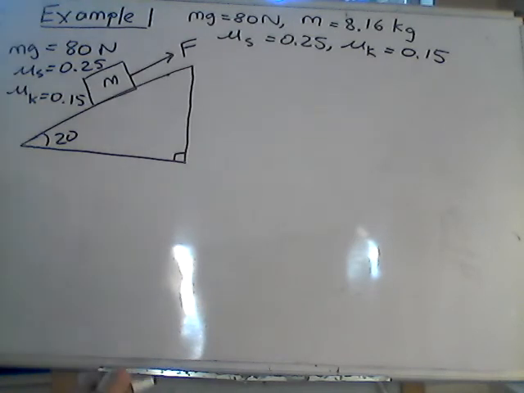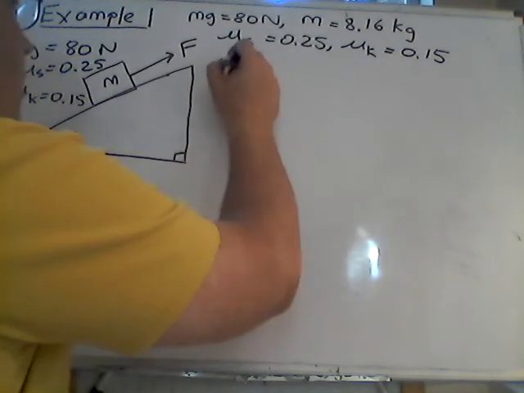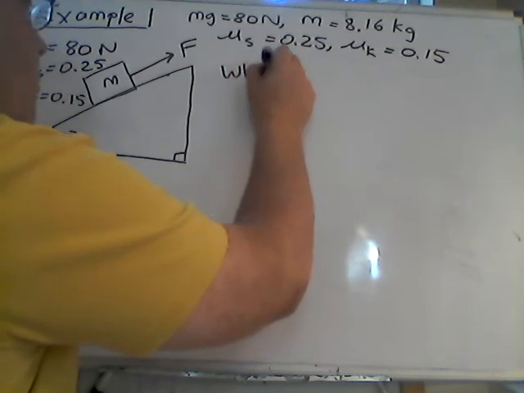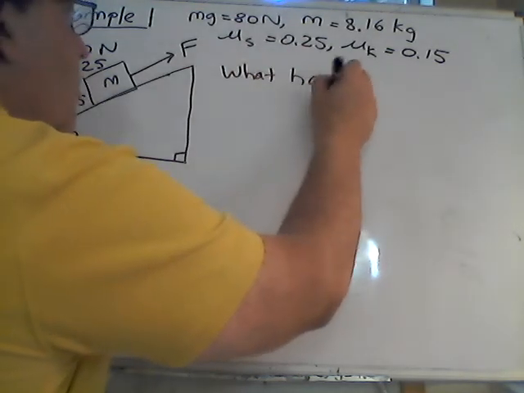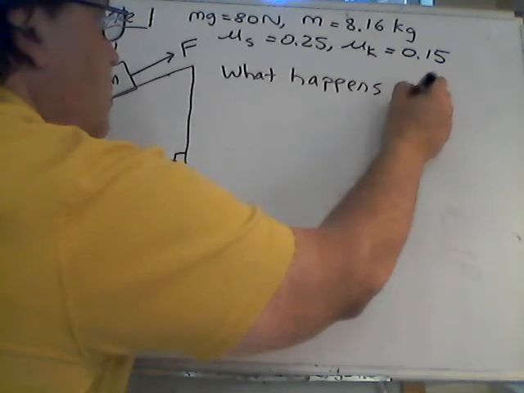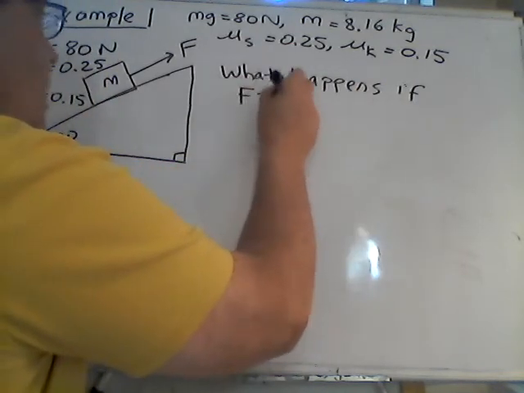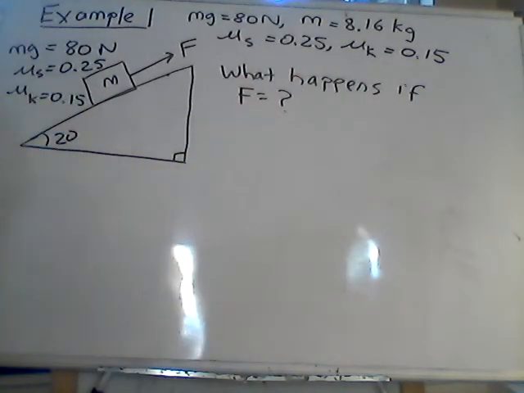So let's say, what happens if the applied force is zero? We just don't look at the problem. Well, what we actually have, we know the coefficient of static friction is bigger than the coefficient of kinetic friction. So do we actually have slippage? All right. So that's a big question.